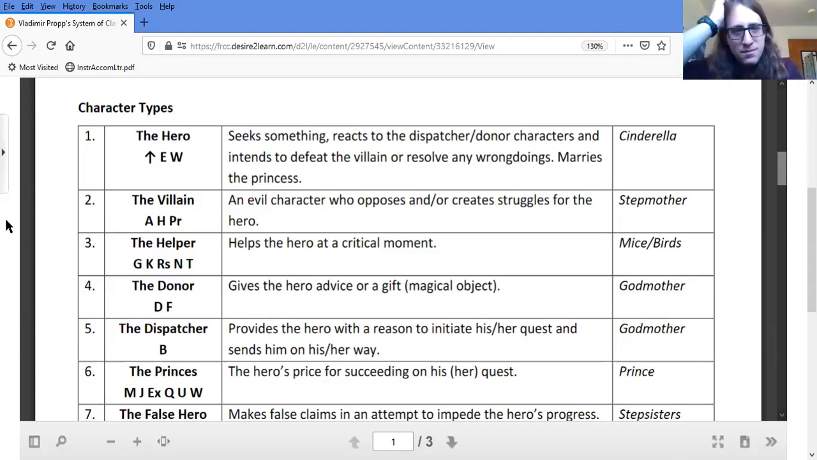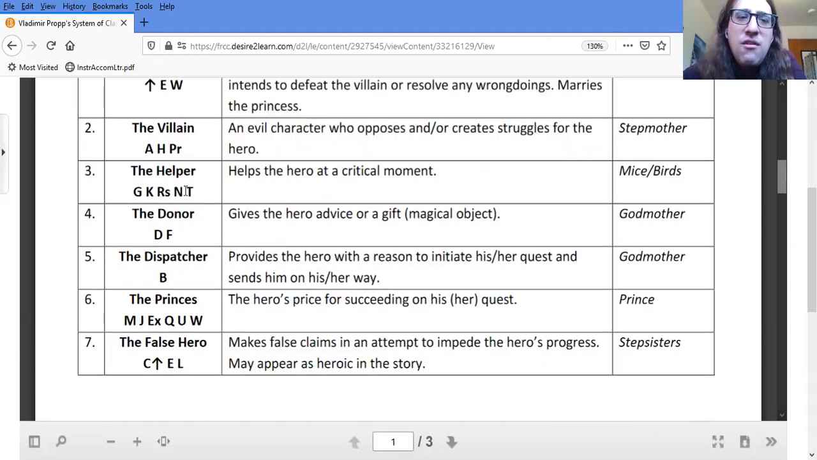Then you have the villain. If the hero has been harmed, if the hero has a problem at the beginning of the story, this is usually the one who caused the problem. Not every story has a villain causing the problem, but when there is a villain, they are always going to cause a problem for the hero. They may struggle, they may conflict with the hero, and they may chase the hero. Ultimately, the villain is usually punished. Sorry, there are a couple of typos here.